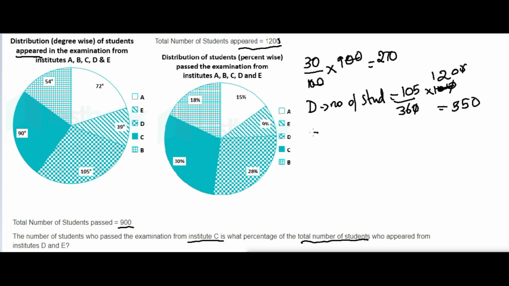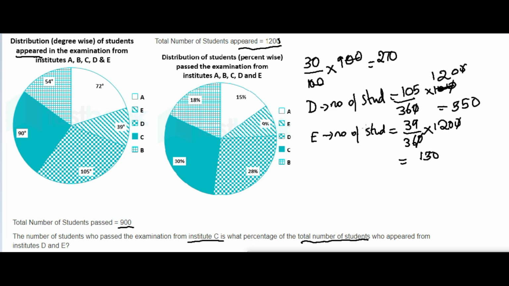And now the next one, they are asking about E, is it right? And E means the total number of students. It's not about the pass percentage. E is represented by the small long crossbar. So we have to see this section, E, like a crossbar. It is about 39 degrees, is that right? 39 degrees they have given. 39 degrees out of 360, and the total number of students is 1200. So I can cancel one 0, and you get 39 by 36. 39 divided by 36 is equal to 1.08, and if you multiply by 120, you will get 130.